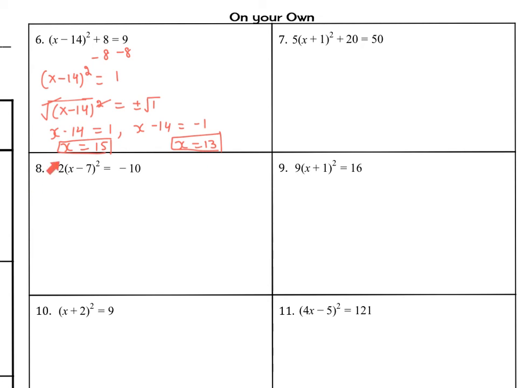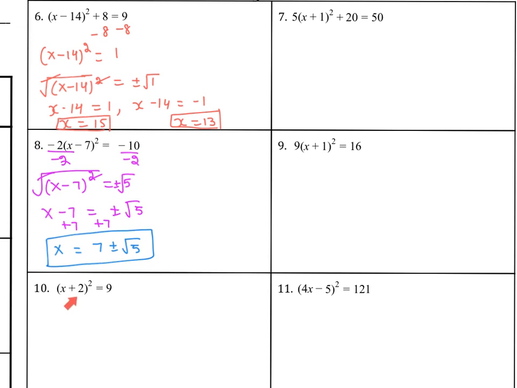For number 8, you're going to remove the negative 2 from the front. It means that you need to divide by negative 2 on both sides. (x minus 7) squared equals 5, and then you're going to take a square root on both sides. Square and square root cancel. x minus 7 equals square root 5. Since square root 5 does not have a perfect square, you're going to just add 7 on both sides. So your answer is x equals 7 plus or minus square root 5.